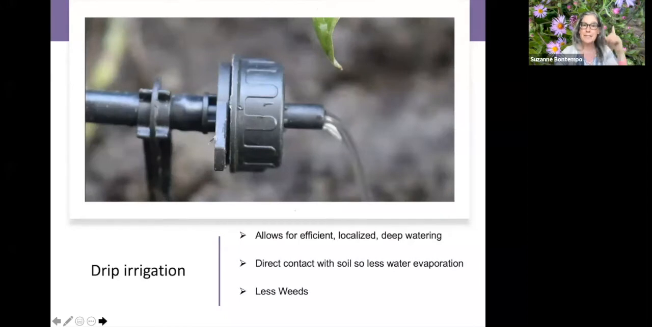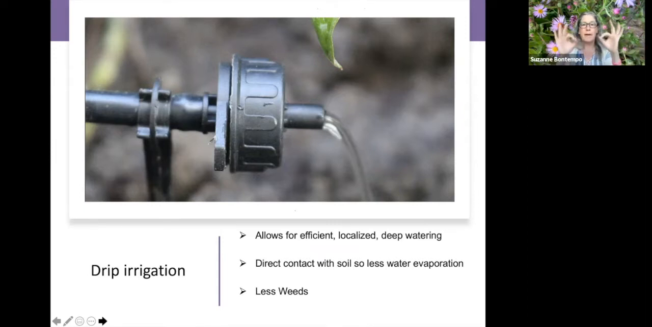The next tip that can help reduce weeds, believe it or not, is drip irrigation. So when we work with drip irrigation, it allows us to efficiently localize very specific areas of the garden to only water those areas. It allows us also to water deeply so we can provide adequate amount of water to our plants. When we work with drip irrigation, we're making direct contact with the soil. So there's going to be less water evaporation rate. So we're actually saving water.